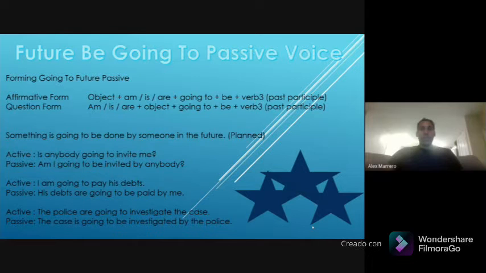Future be going to passive voice. This is the form for the going to future passive. The example for the class is: will you be going to hack the system?